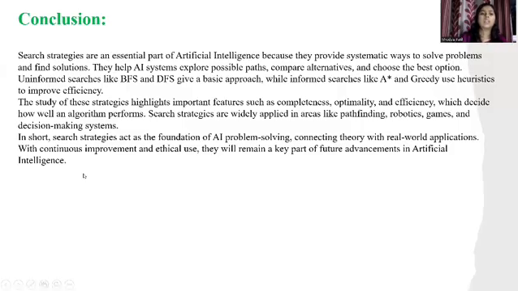The study of search strategy highlights important features such as completeness, optimality, and efficiency, which decide how well an algorithm performs. Search strategies are widely applied in areas like pathfinding, robotics, games, and decision-making systems. In short, search strategies act as the foundation of AI problem solving, connecting theory with real-world applications. With continued improvement in ethical issues, they will remain a key part of future advancement in artificial intelligence.